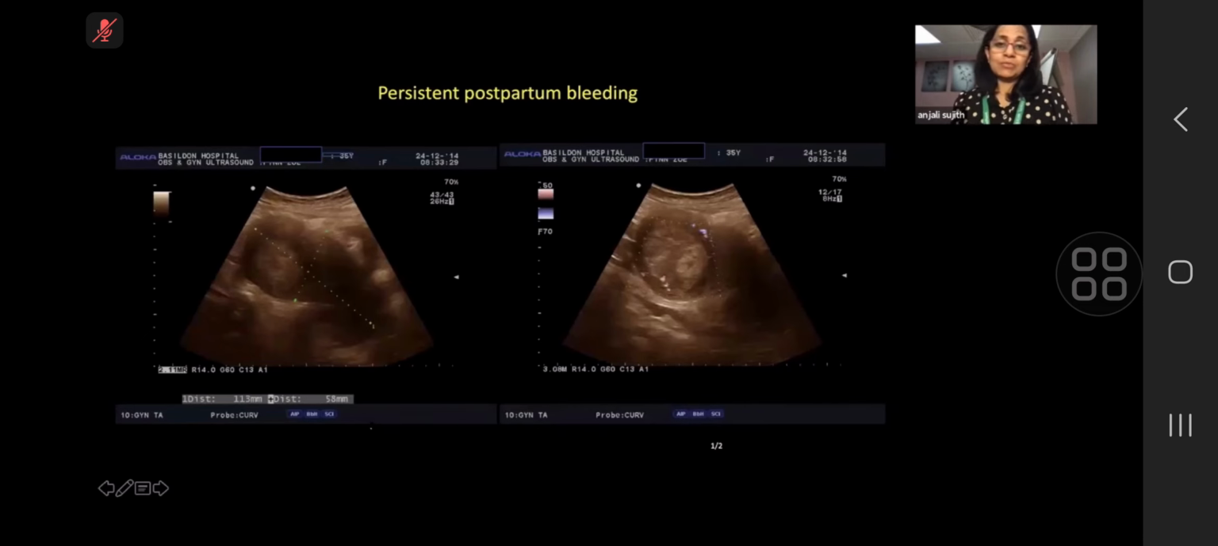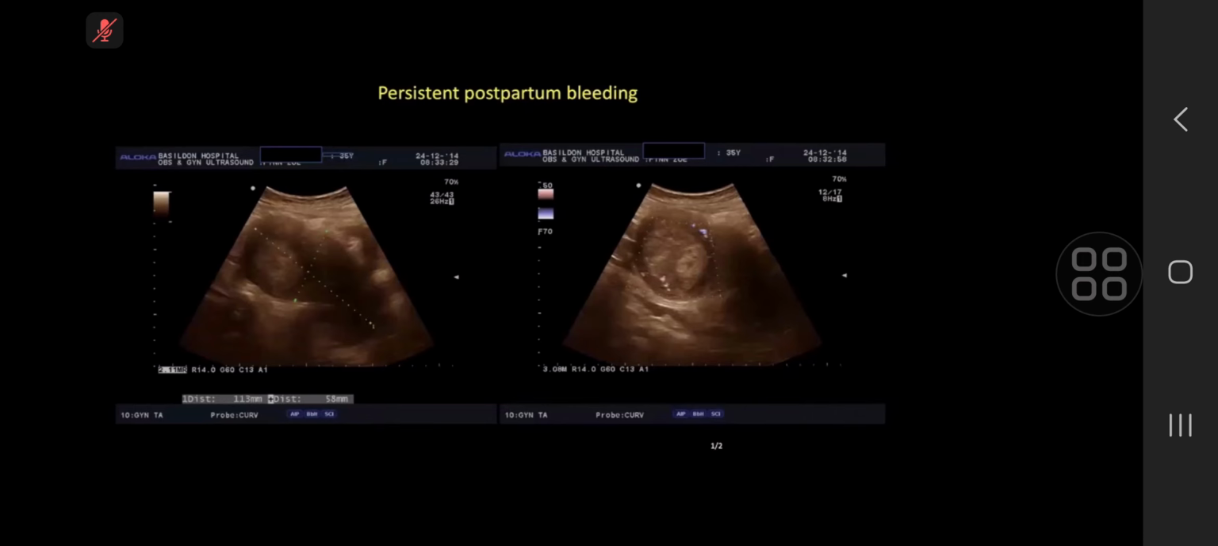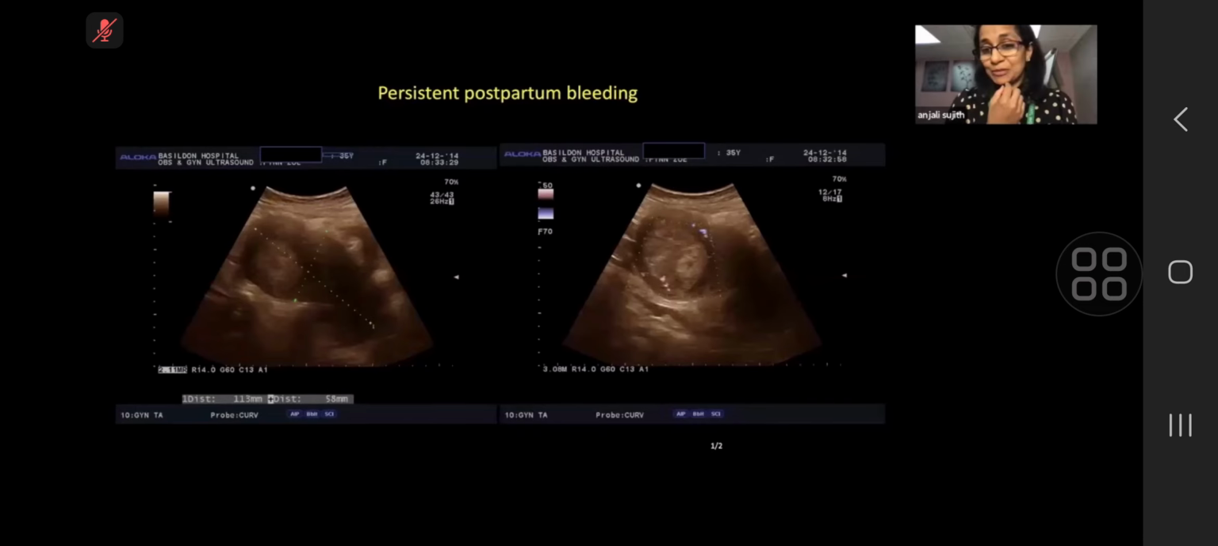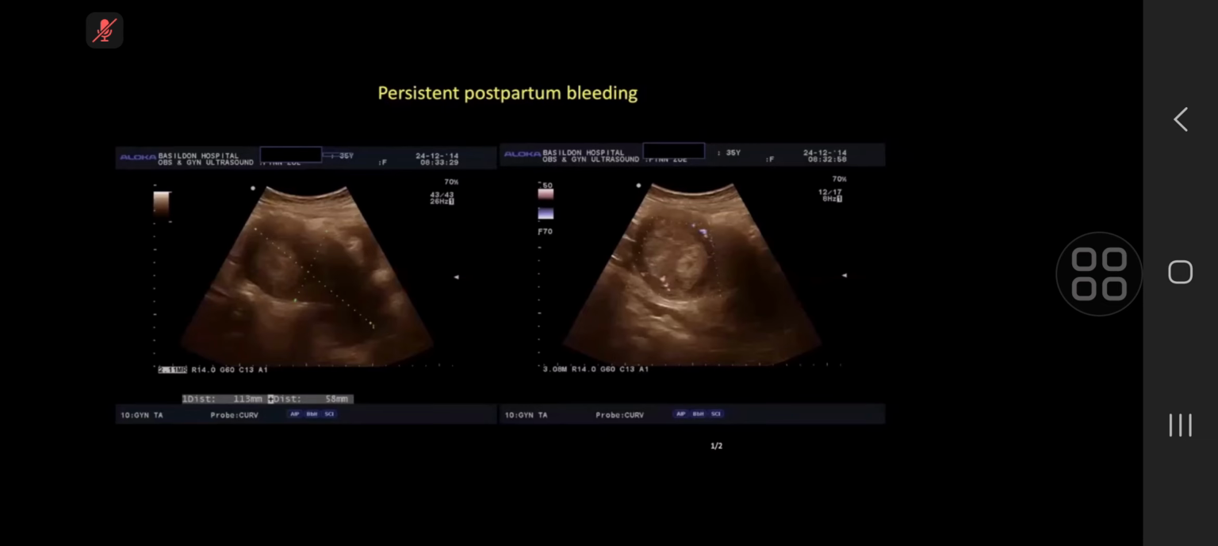Persistent postpartum bleeding. I have sagittal and axial views of the postpartum uterus, and within the endometrial cavity, I've got hyperechoic material that demonstrates blood flow within it on the Doppler images. This is highly suspicious for retained products of conception, or retained placenta.